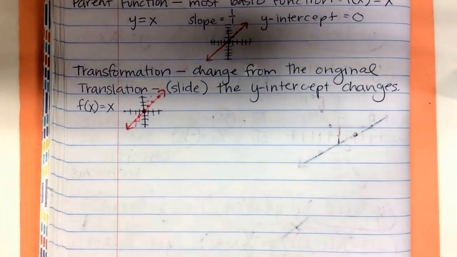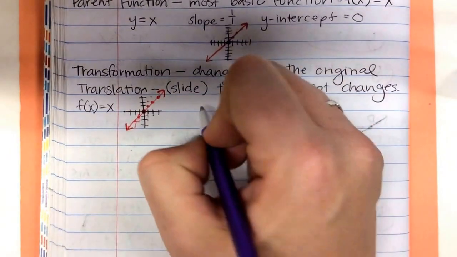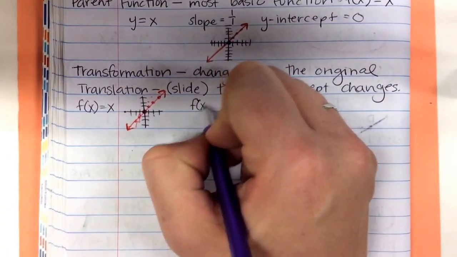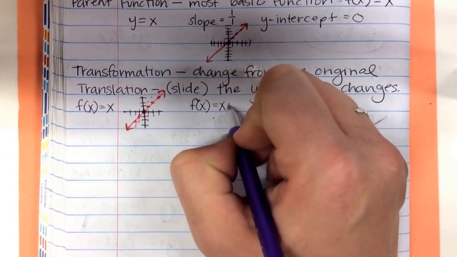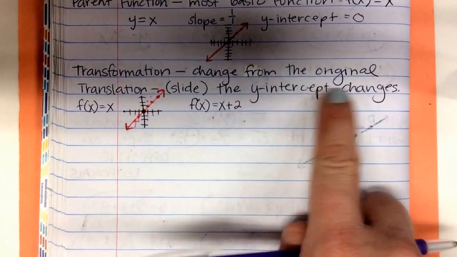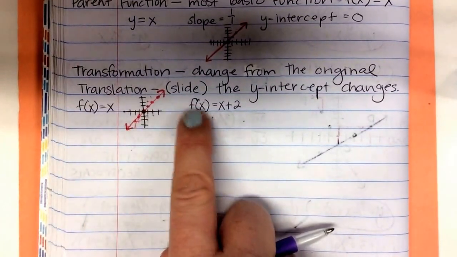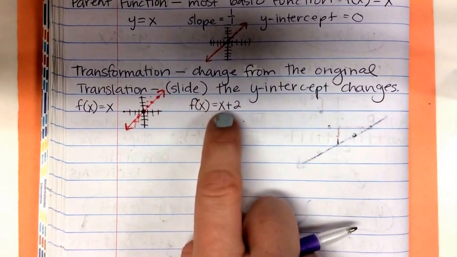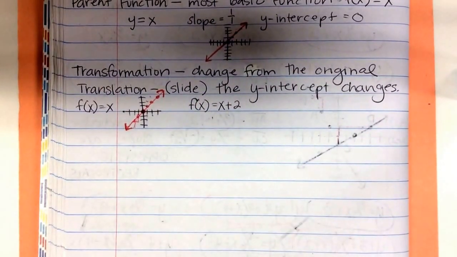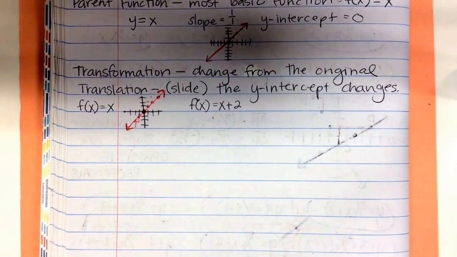And we're going to do a translation. So my next one I'm going to graph is f of x equals x plus 2. My y-intercept changed. Instead of it just being f of x equals x, now I'm doing f of x equals x plus 2. So what's going to happen to this red line? What do you think is going to happen to it? It's going to slide where? It's going to slide up 2.